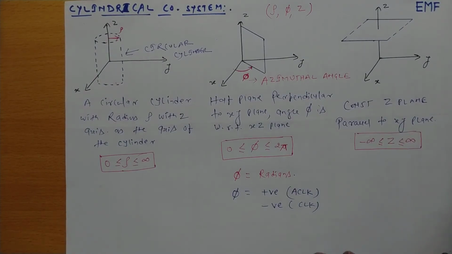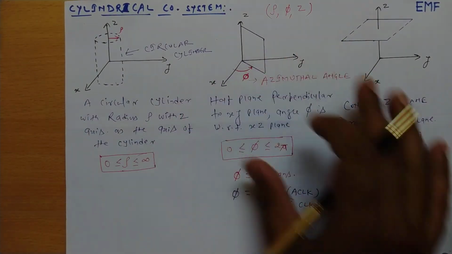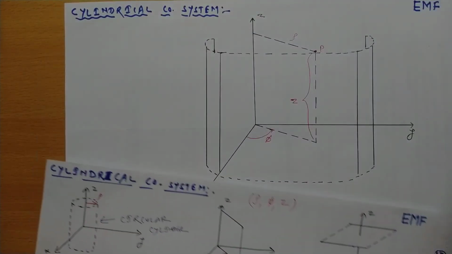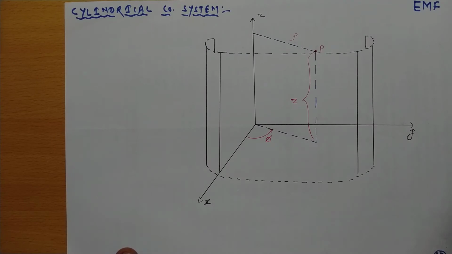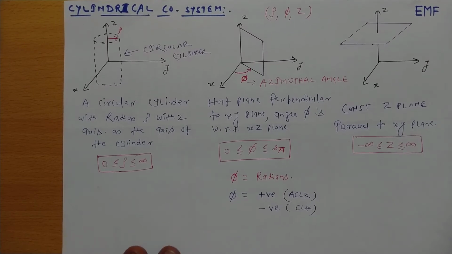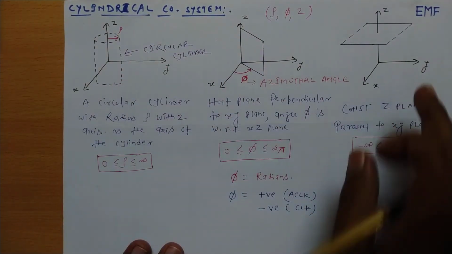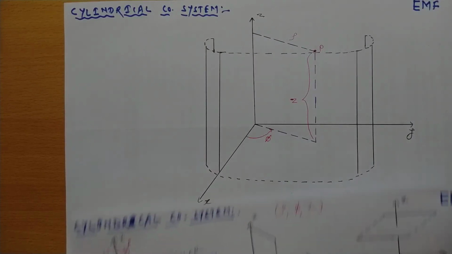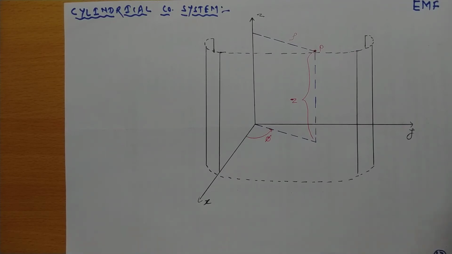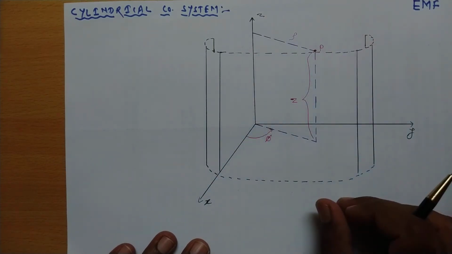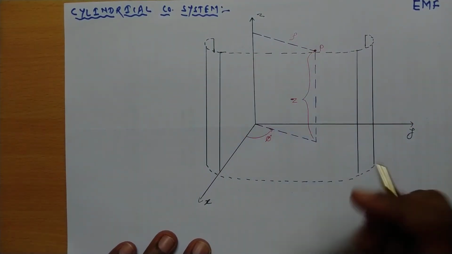Now see here, if I join these three figures, 1, 2 and 3, I'll get the resultant figure like this. As you can see here, this is the x, this is the y and this is the z. Okay, so the resultant of this I'll get here.